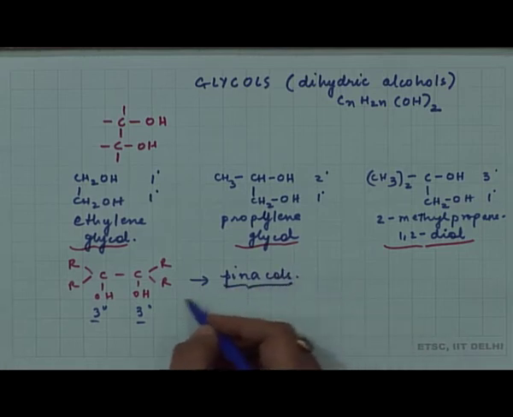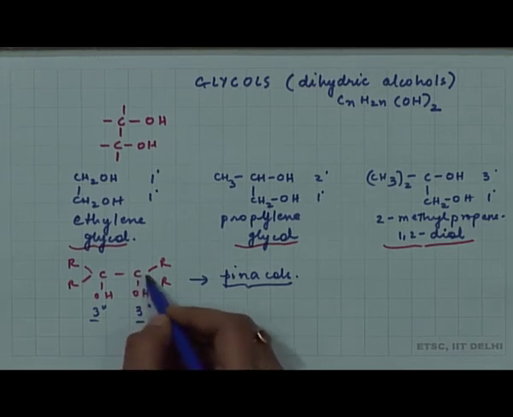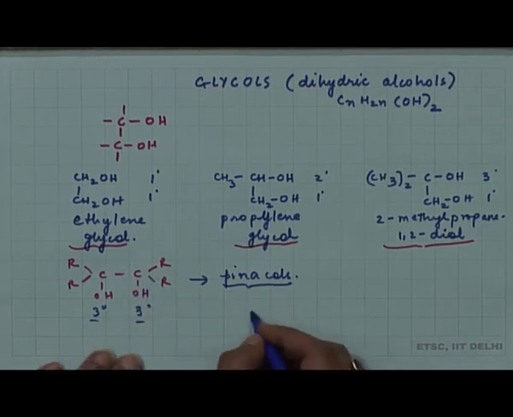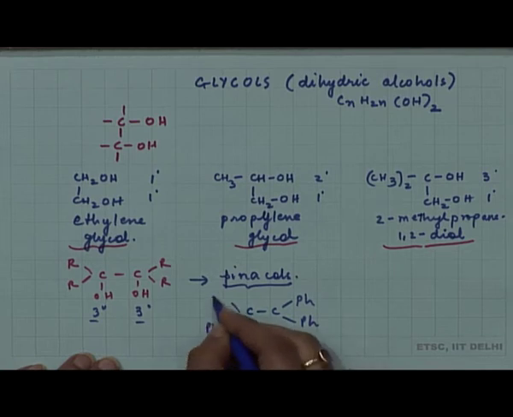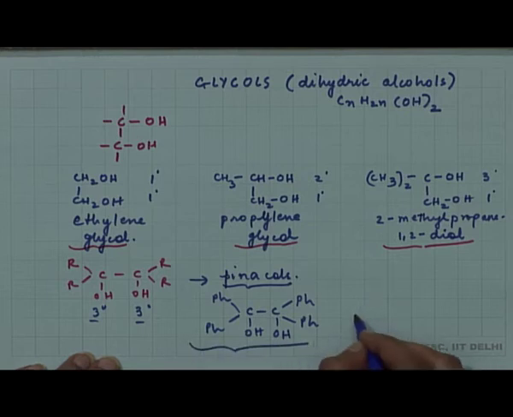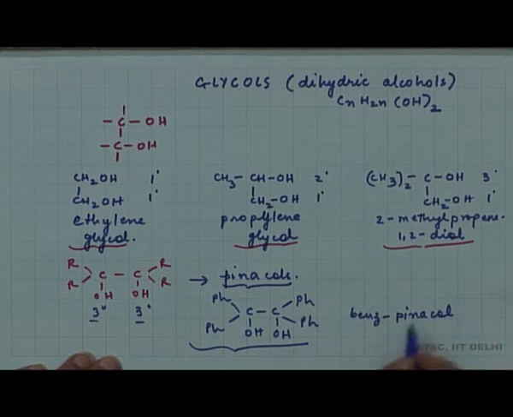Pinacols are those diols in which both the carbons are tertiary carbon atoms. Okay. So, if you have phenyl, phenyl, phenyl, phenyl and a diol, this pinacol is called benzopinacol. This is the common name, and if you have to give the IUPAC name, it will become 1,1,2,2-tetraphenyl-1,2-diol.